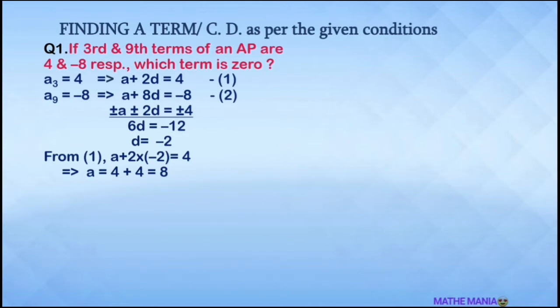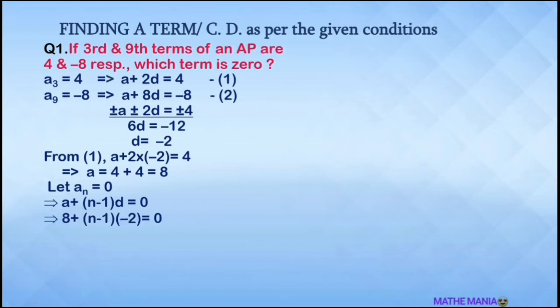Let us consider that the nth term of this AP is 0. So an equal to 0 implies that a plus n minus 1 d is equal to 0. Putting the values of a and d which we have obtained above, we get 8 plus n minus 1 into minus 2 is equal to 0. Opening the brackets, we get 8 minus 2n plus 2 is equal to 0, or minus 2n is equal to minus 10, or n is equal to minus 10 over minus 2, that is equal to 5. This means the fifth term of this AP will be 0.